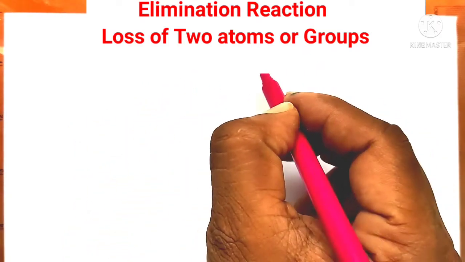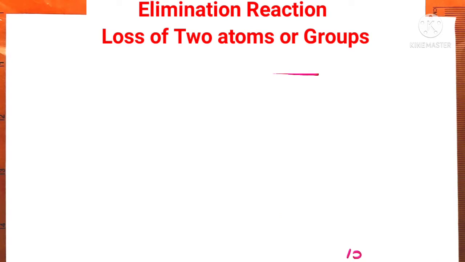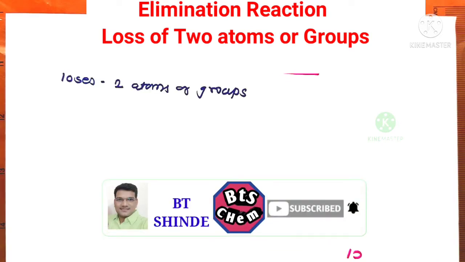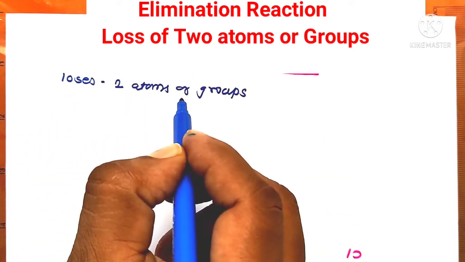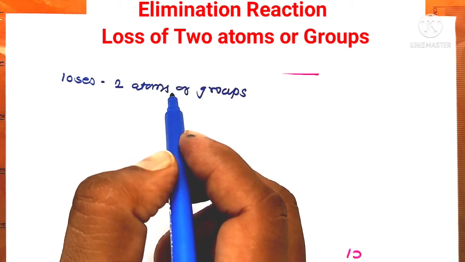In the name, elimination means there is a removal of some molecules from the substrate molecule to form a product molecule. Generally, in an elimination reaction, there is loss of two atoms or groups from adjacent carbon atoms to form a multiple bonded molecule.